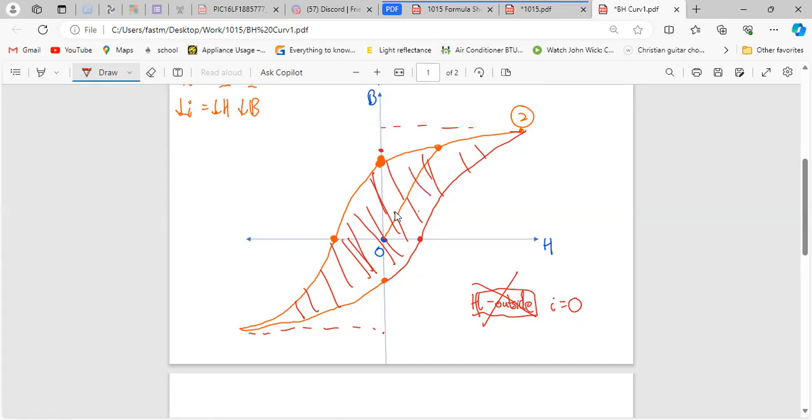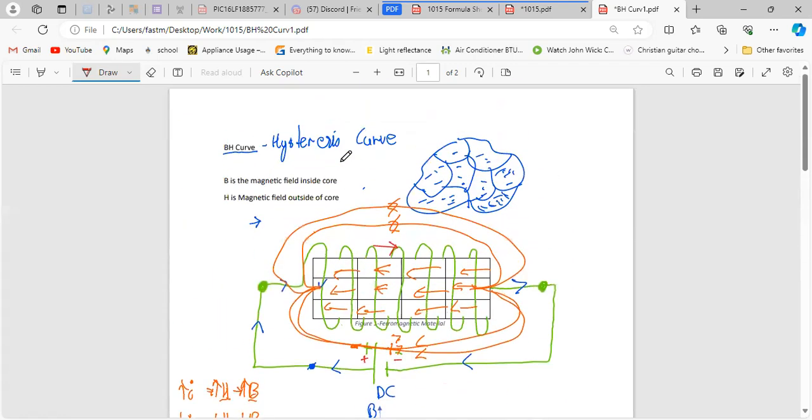So the area in here is what you call hysteresis losses. And if Sir asks what the physical representation of hysteresis losses is: heat. It will be dissipated in the form of heat. So that's hysteresis losses.